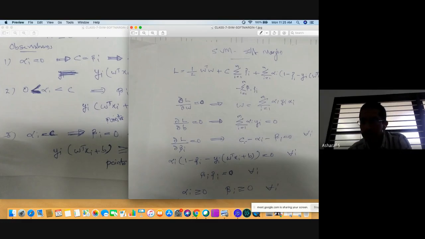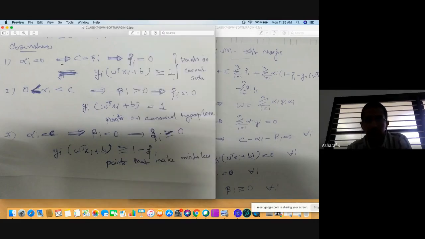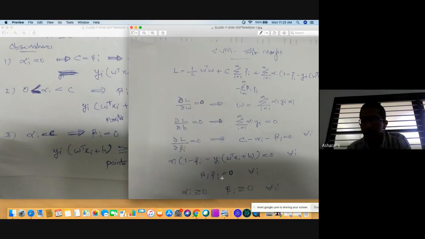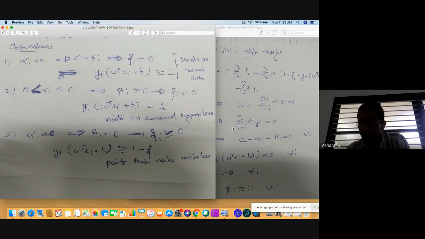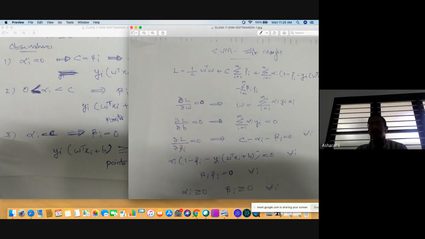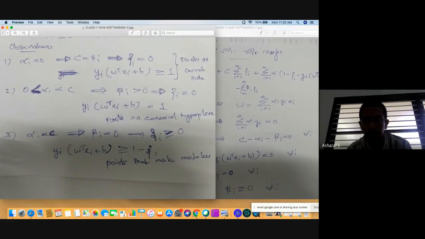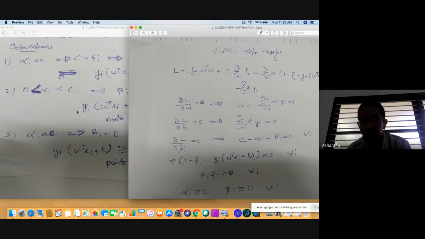C is a positive cost, so beta is positive. If beta is positive, then zeta I has to be 0. So alpha equal to 0 means C equals beta I, which means zeta I has to be 0. Then 1 minus y I into (w transpose x plus b) is less than or equal to 0, that means y I into (w transpose x plus b) is greater than or equal to 1. These are the points on the correct side of the hyperplane, the correct points. There can be another case where alpha is between 0 and C.